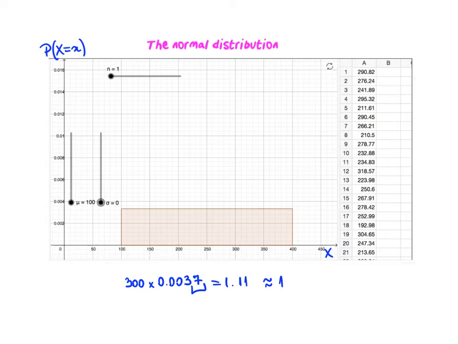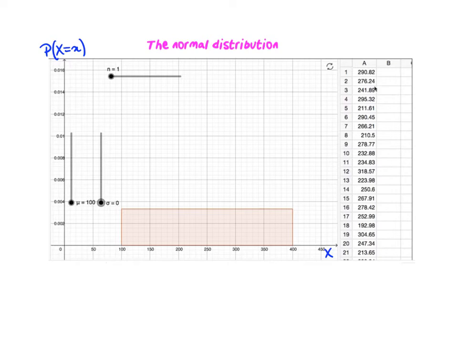I will need to zoom in. So this area is 1. And it makes sense because the sum of all probabilities needs to be 1. So let's see what happens if I arrange all the data into 2 intervals. I'll drag the slider for n and create 2 intervals. The length of each interval will be 150.